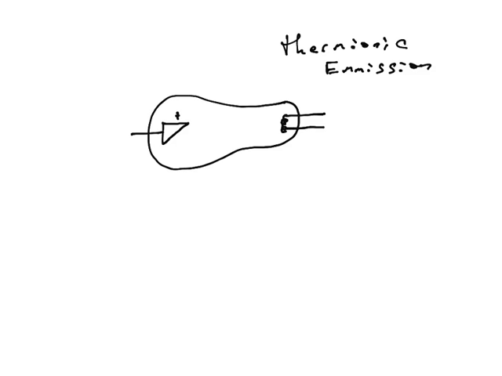And so that's what's being done here. You have a coil of wire. You send a current through, and it gets hot enough to basically boil or excite all of the electrons in this metal filament to produce a cloud of electrons around the filament.